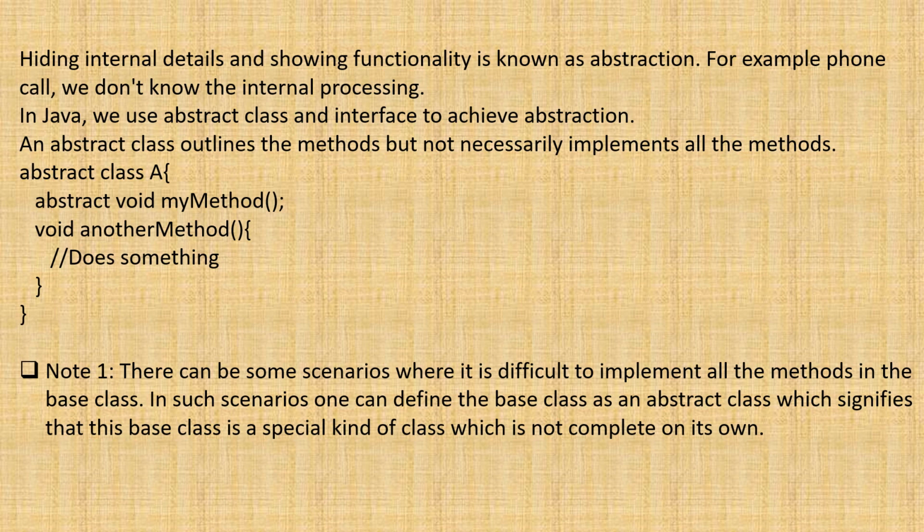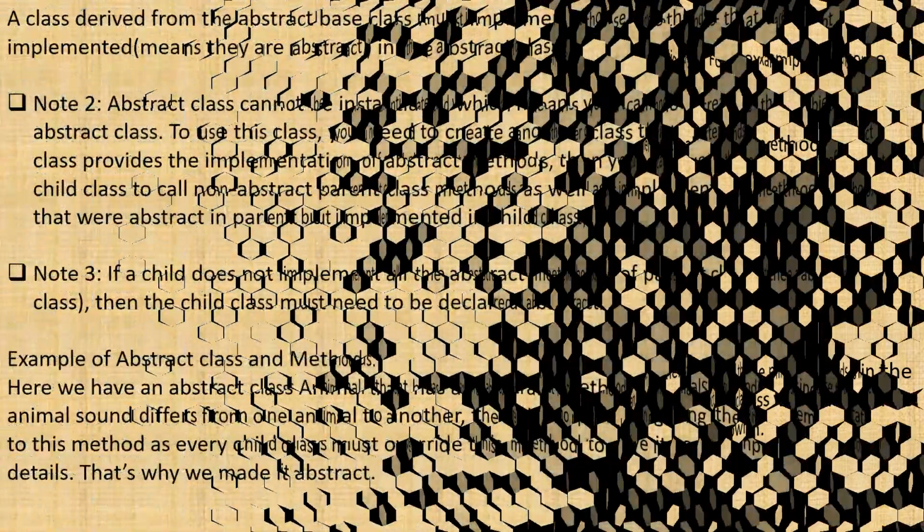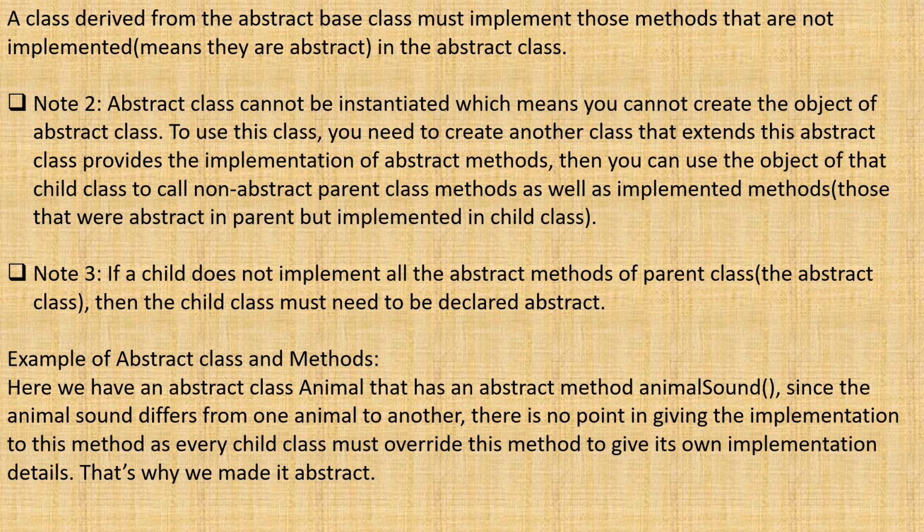Note 1. There can be some scenarios where it is difficult to implement all the methods in the base class. In such scenarios, one can define the base class as an abstract class, which signifies that this base class is a special kind of class which is not complete on its own. A class derived from the abstract base class must implement those methods that are not implemented, meaning they are abstract in the abstract class.